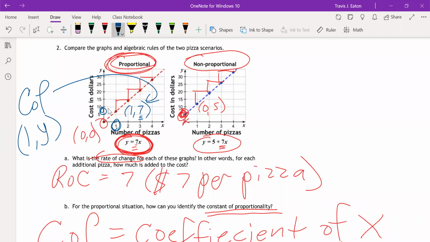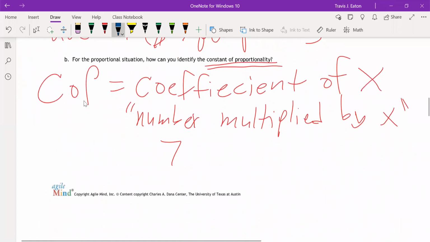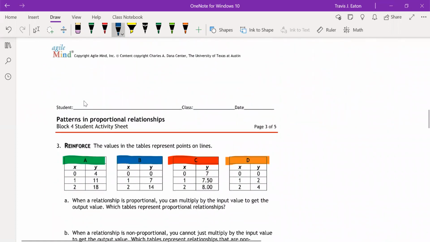And again, when we're looking at the algebraic rule, the coefficient of x is the number that is multiplied by x. In this case, 7. 3 different ways to find the constant of proportionality, as long as you have a proportional relationship.